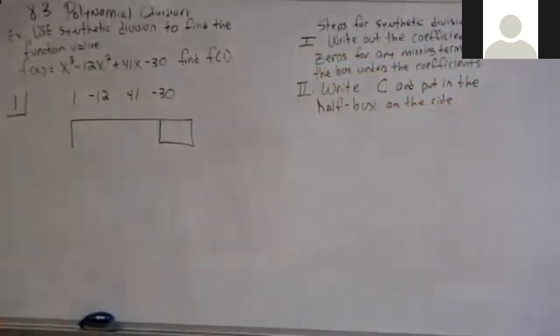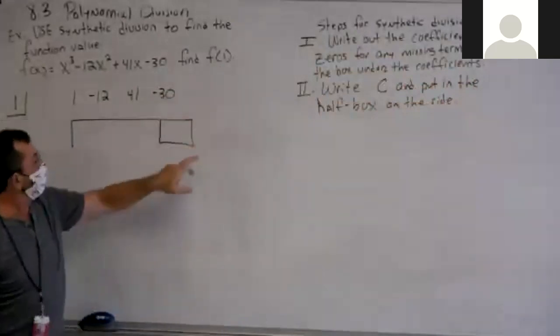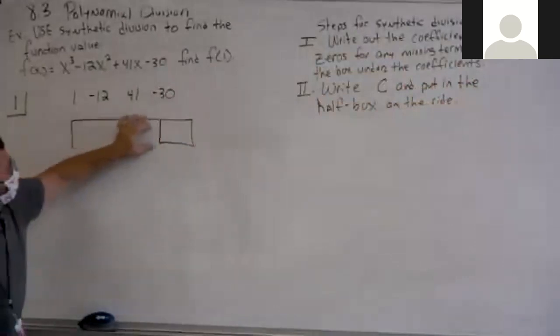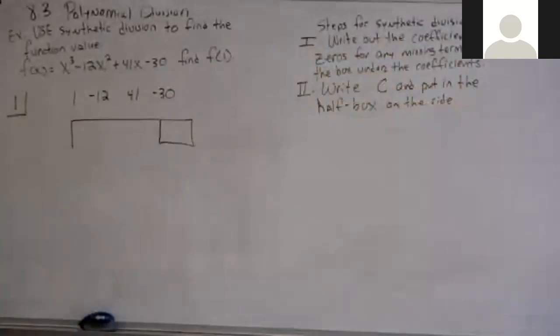Any of y'all ever done this? It'll bring back memories once I get going through it. Now, the function value for f of 1 will be whatever I get in that remainder box. All this under here would be the quotients that you would get, because basically we're dividing this.